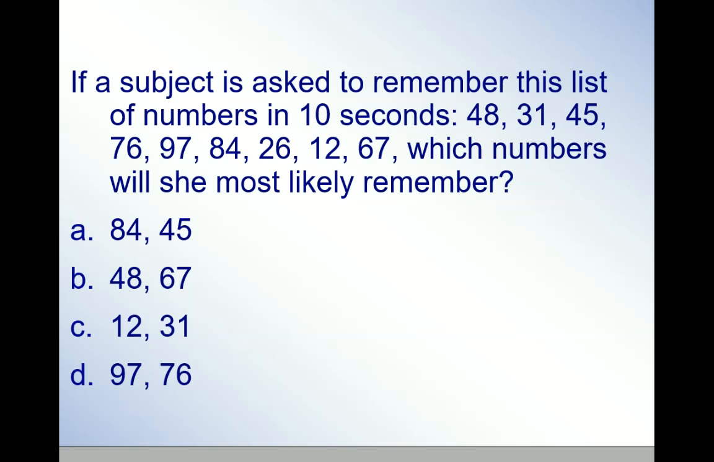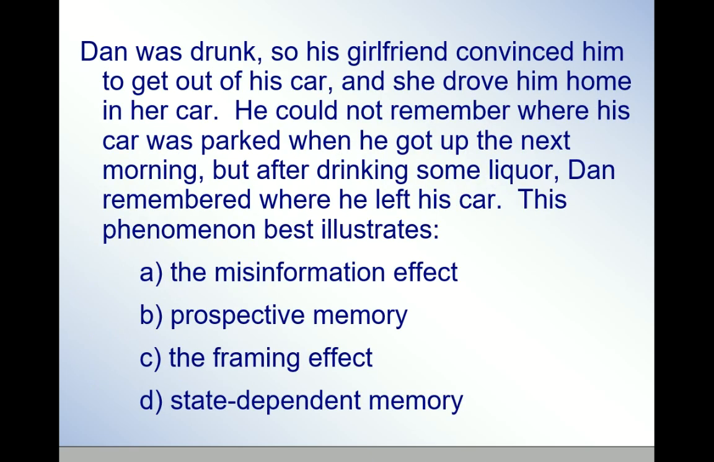All right, not this one, but go ahead and answer this one. Which numbers does she most likely remember? The answer is the beginning and the end. Okay. All right, another one. Read that. The answer is D. This is not an AP question, but I think it's a good one. If you're in the same state of being as you were when you encoded the information, you're better off. You're going to be better off remembering it.